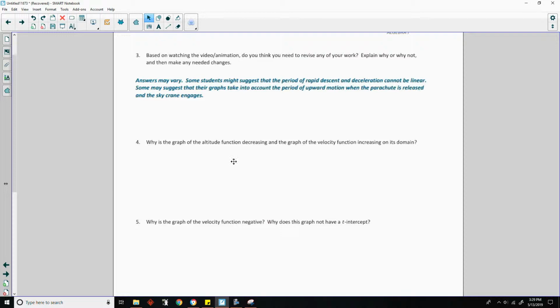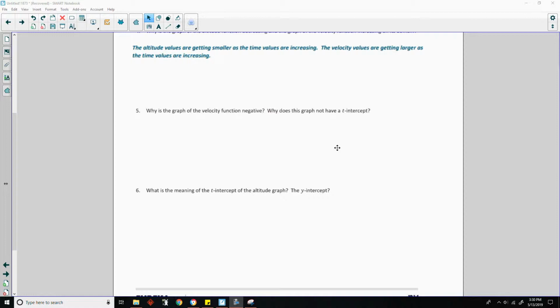Number 4. Why is the graph of the altitude function decreasing and the graph of the velocity function increasing on its domain? Okay, so the answer to that is the altitude values are getting smaller as the time values increase, and the velocity values are getting larger as the time values are increasing.